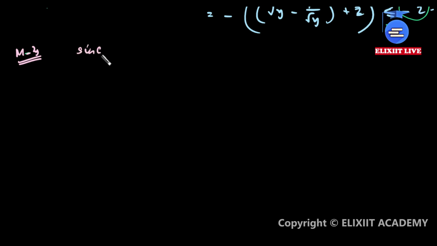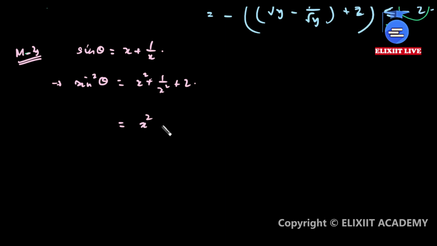Basically, you are given this particular expression: sine theta is actually x plus 1 by x. So over here, suppose I square both sides, I will get x square plus 1 by x square plus 2. If you square both sides actually. Okay. So what I get ultimately is x square plus 1 by x square plus 2. If I simplify this a bit, over here I have x square plus 1 by x square minus 2.